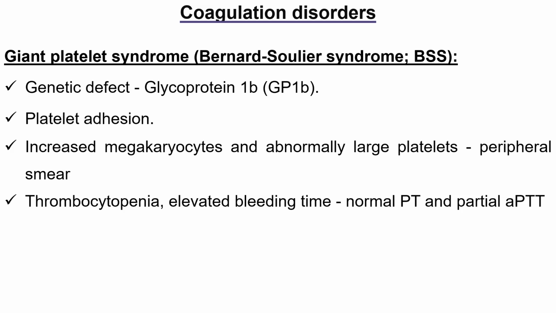Giant platelet or Bernard-Soulier syndrome is another commonly asked question in the MRCP exam. So it is a genetic defect in glycoprotein 1b that causes problem in platelet adhesion. There are increased megakaryocytes and abnormally large platelets in the peripheral smear. It is characterized by thrombocytopenia with elevated bleeding time and normal PT and partial thromboplastin time.